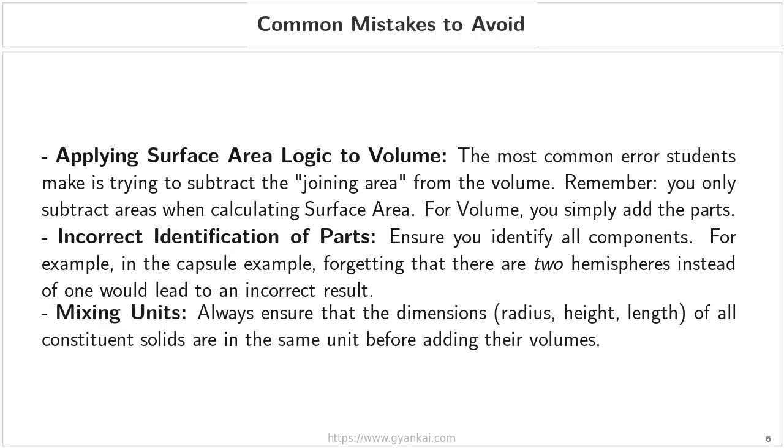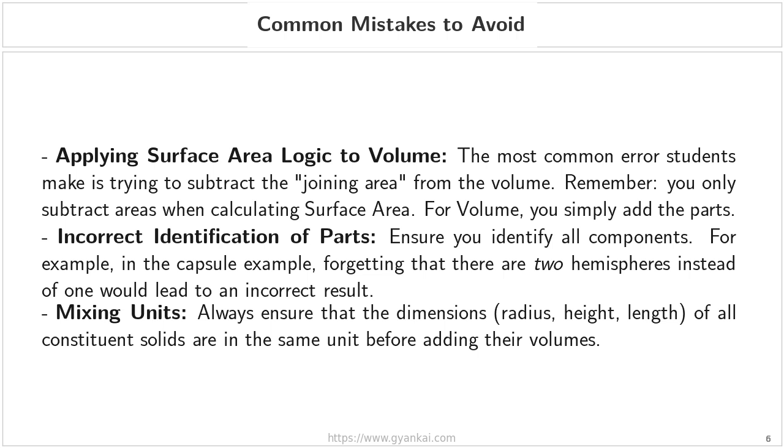Finally, always watch out for mixing units. This is a classic trap in mathematics. Before you start plugging numbers into your formulas, ensure that your radius, height, and length are all in the same unit, for example, all in centimeters or all in meters. If you add a volume in cubic centimeters to a volume in cubic meters, your answer will be meaningless.